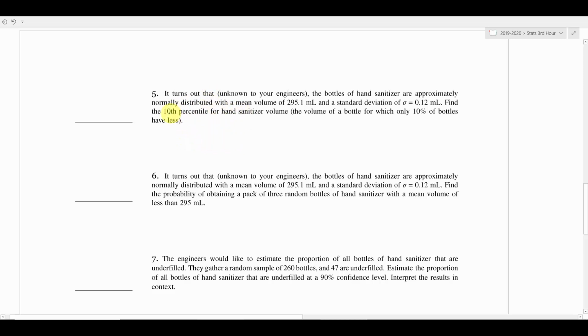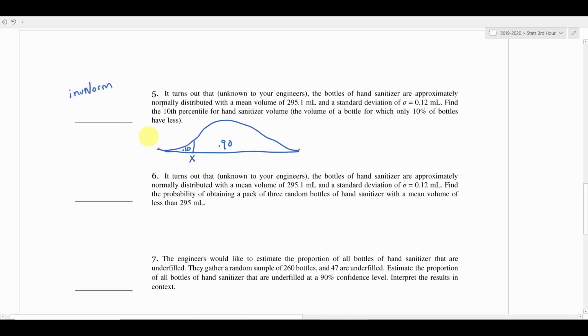Okay, so in other words, what a percentile does, if you think about a distribution, a normal one specifically, is it separates the top 90% from the bottom 10%, right? So we're going to have 10% over here and 90% over here, and there's some volume that separates those two areas. So this is an inverse norm.